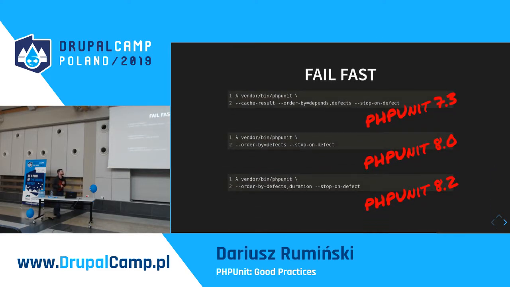How can we improve it? With version 8, cache is by default and depends is by default. So we can only say that we order by defects, we stop on defect, that's it. With 8.2, we can also sort by duration, so if we had only one test failing, then we execute the other tests in priority of time.